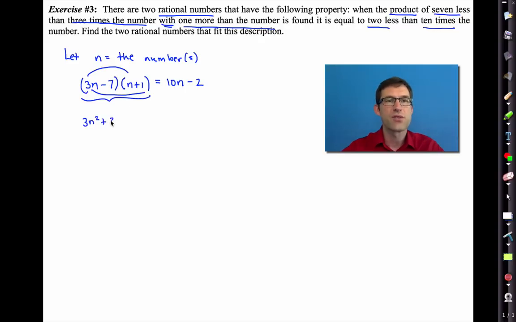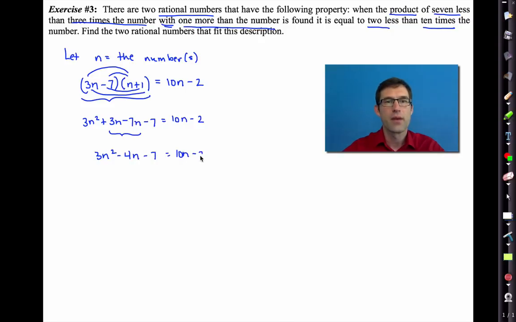3n times 1 is 3n. Negative 7 times n is negative 7n. And negative 7 times 1 is negative 7. I'm not going to do anything to this side yet. As usual, I've got a couple of like terms here that I can combine. 3n minus 7n is negative 4n.